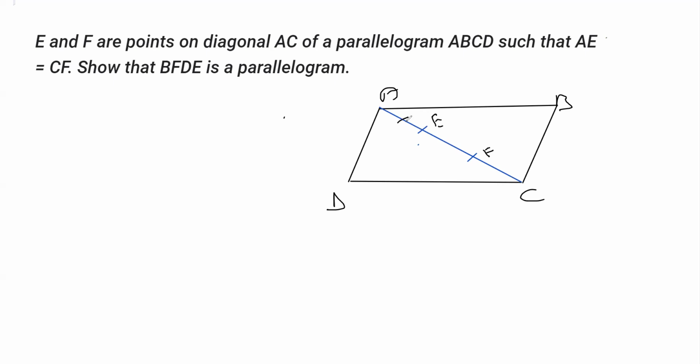We are given this length, AE is equal to CF. Right, and then we have to join these points to obtain a parallelogram, that is BF, so BF, and DE.